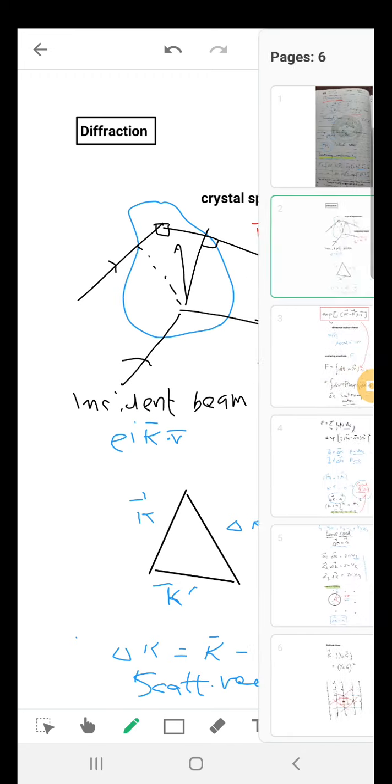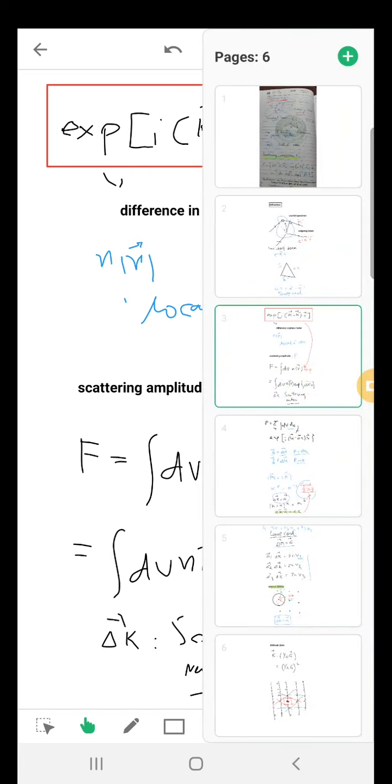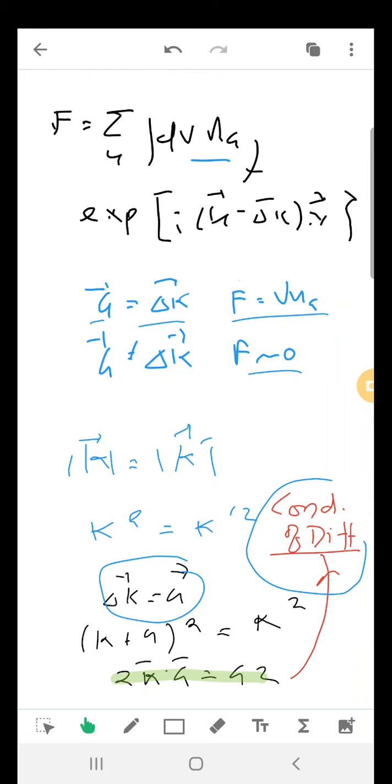Now, we have a difference in the phase factor, k minus k dash, and we have a local electron concentration. So we get the scattering amplitude as equal to the integration of the local electron concentration times the exponential of this difference in phase factor, delta k, which, as we have said, is the scattering vector. Now this value of F, the scattering function, is equal to the volume times the concentration.